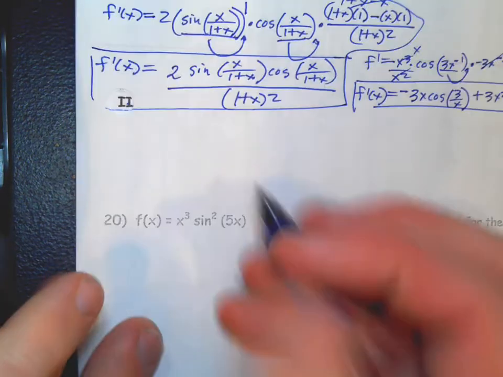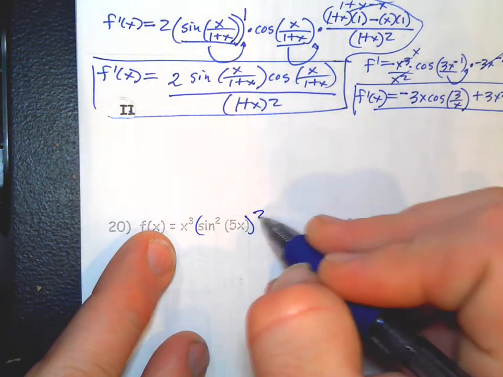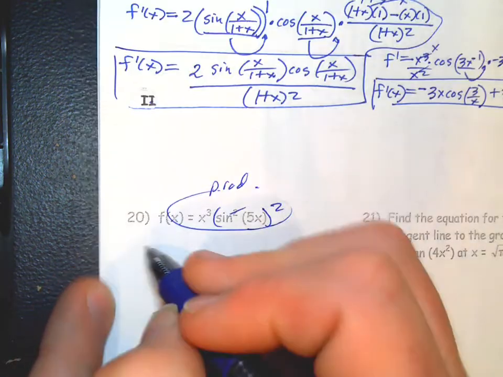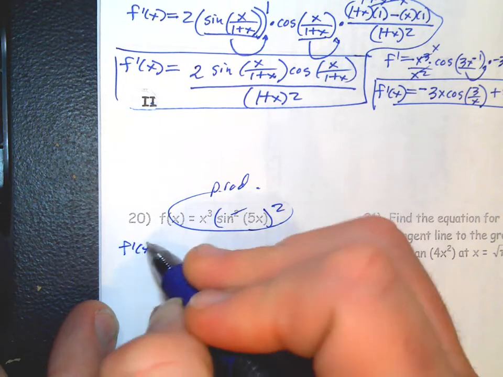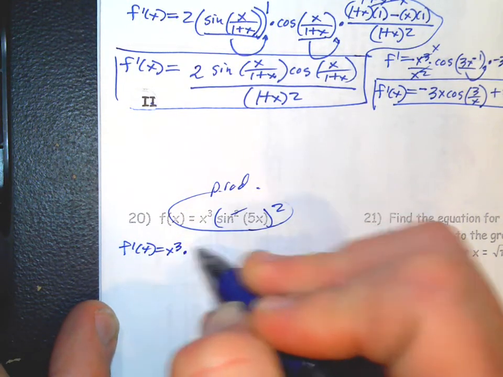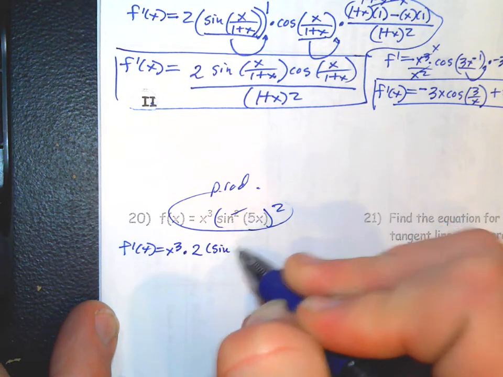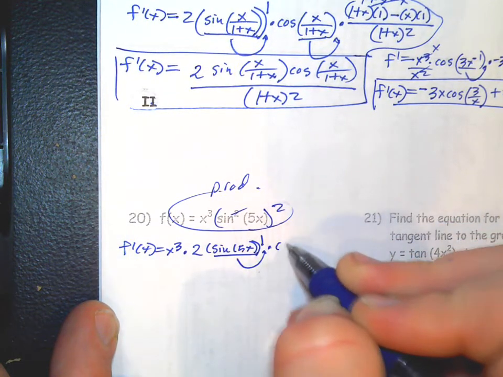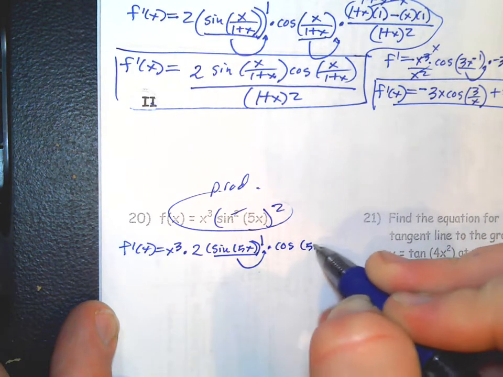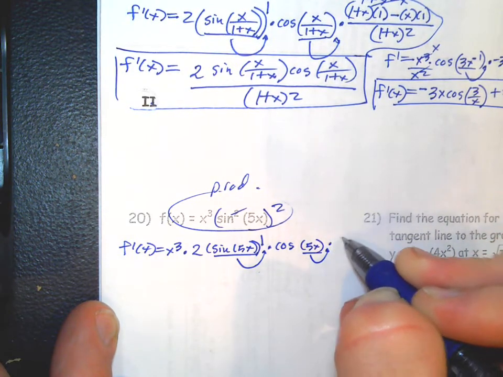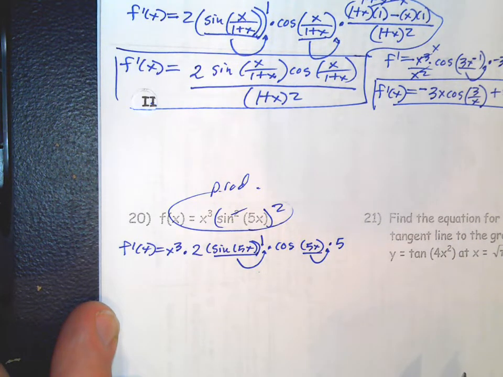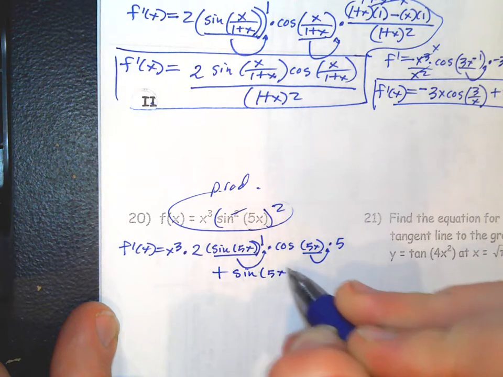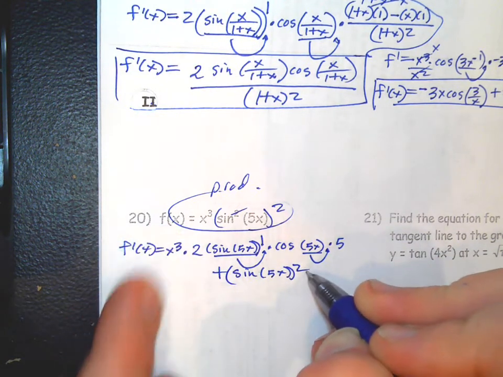Okay, next one. Ooh, I'm going to change this to squared like that, and we got a big product rule for sure. So f prime of x equals x cubed times 2 sine 5x to the first power times derivative of what's inside is going to be cosine of 5x, leave the inside same, times derivative of what's inside that. And that's just the beginning of the product rule, because then you still have your sine 5x squared times derivative of x cubed is 3x squared.